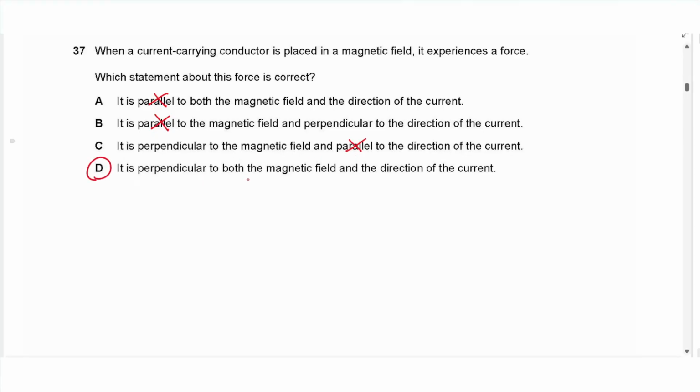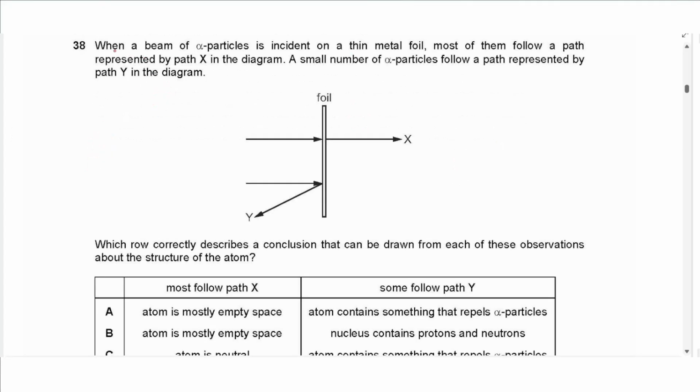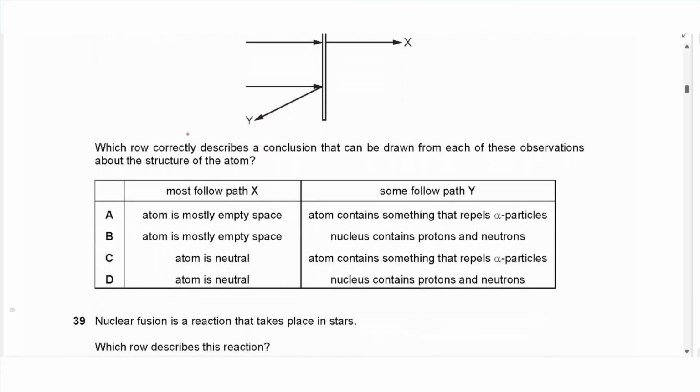It is perpendicular to both the magnetic field and the current. Question 38 says when a beam of alpha particles is incident on a thin metal foil, most of them follow a path represented by the path X, which means most of them pass undeflected. A small number of alpha particles follow the path represented by Y, which is rebounding. So which row correctly describes a conclusion that can be drawn from each of these observations?